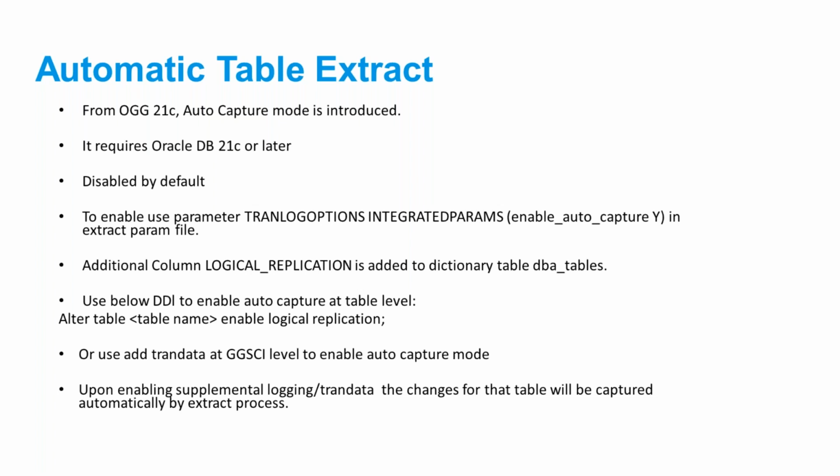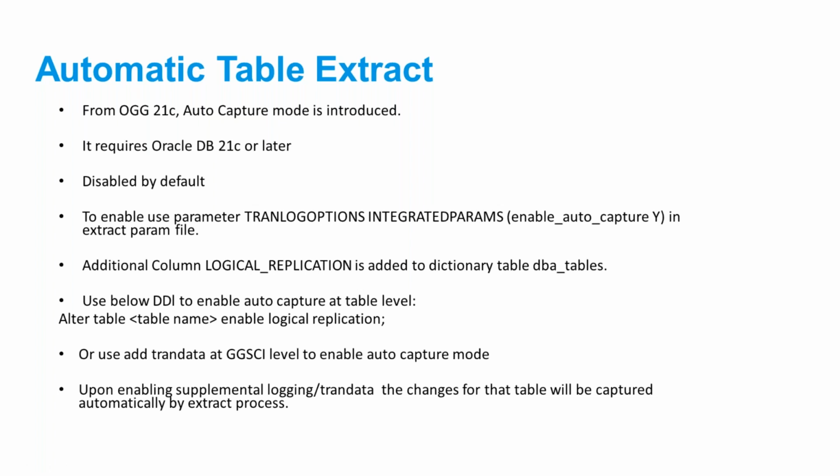Now at the database level, what you need to do is add the supplemental logging for that table. How do you do that? Under DBA tables, now in 21c GoldenGate, you have one additional column called logical replication. You need to enable this logical replication. By default it is disabled, so you need to enable it.